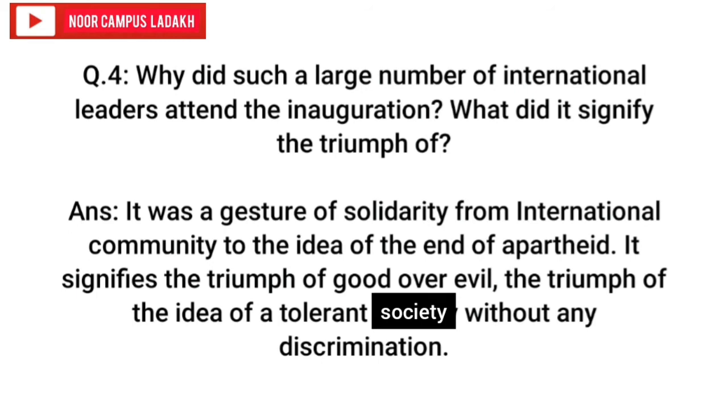Question number 4. Why did such a large number of international leaders attend the inauguration? What does it signify the triumph of? Answer: it was a gesture of solidarity from the international community to the idea of the end of apartheid. It signifies the triumph of good over evil, the triumph of the idea of a tolerant society without any discrimination.